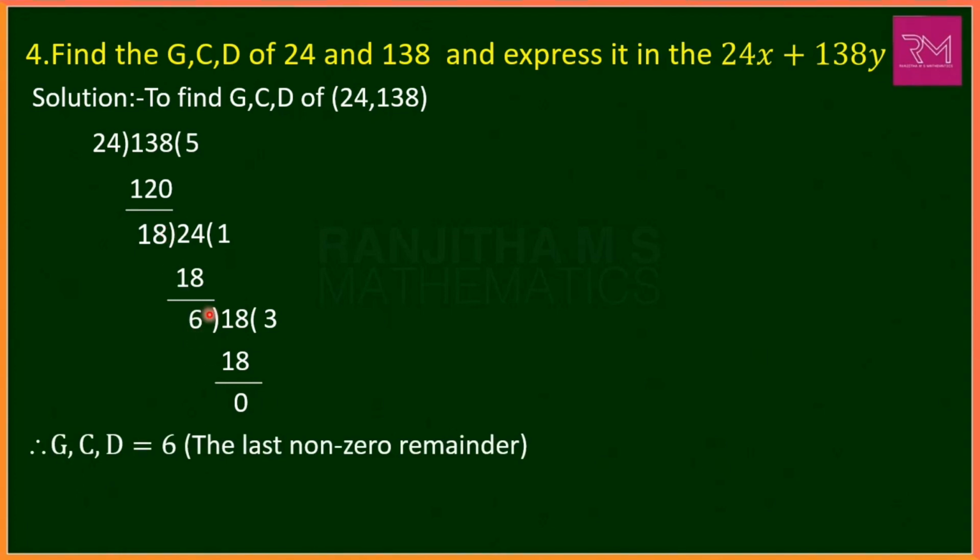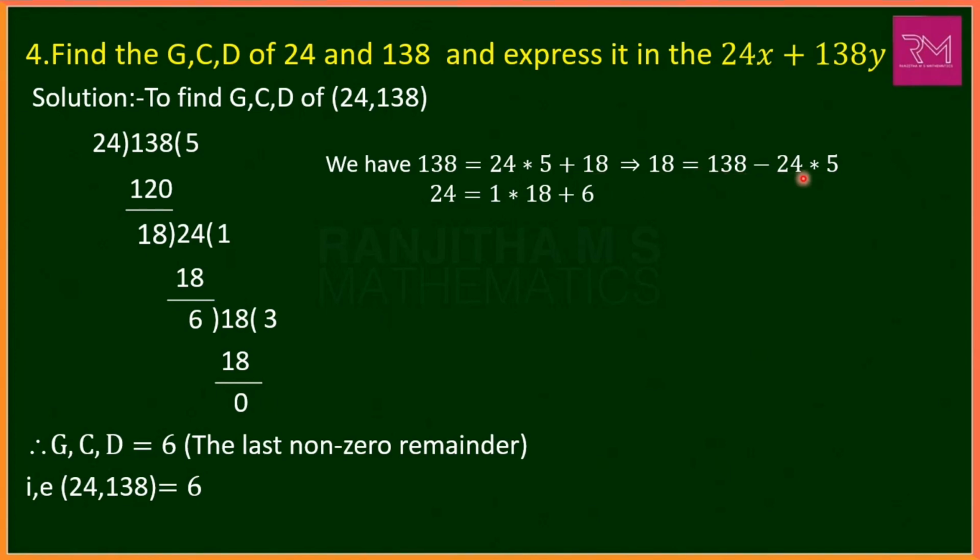Also, we note that this GCD value 6 divides 24 and also divides 138. Therefore, the GCD of 24 and 138 is 6. This is our GCD value. Next, we have to express it in the form of 24x plus 138y. For this we apply the division algorithm method: dividend is equal to divisor into quotient plus remainder, that is 138 is equal to 24 into 5 plus 18, or 18 is equal to 138 minus 24 into 5. Call this equation number 1.